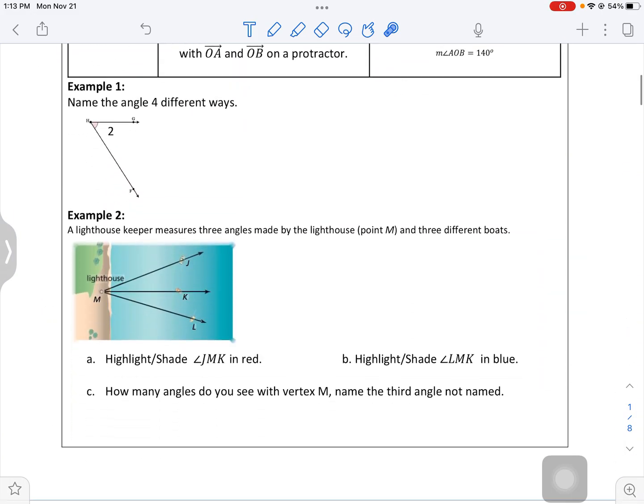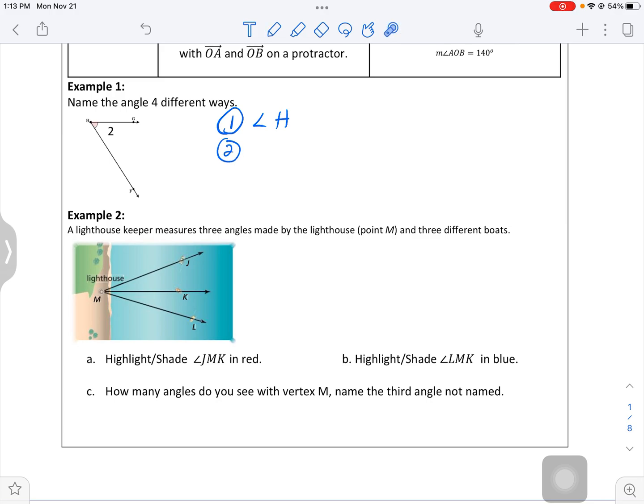So let's try and name this angle in 4 different ways. My first way, I can do just the angle by itself, angle H. Remember, you can't just put H. You've got to put the symbol in front of it, otherwise we don't know what you're talking about.